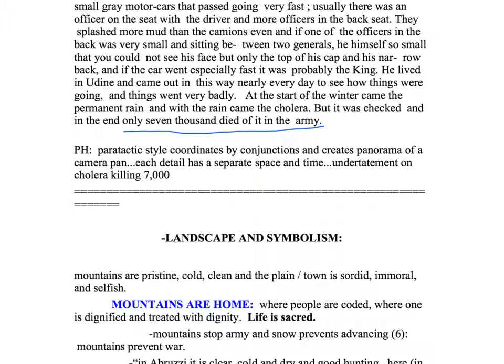There's that deadpan understatement and the objective tone. So we have this paratactic style. That means conjunctions create a panorama, and each detail is a separate time and space, and nothing is subordinated. But at the end, we get the permanent rain bringing the disease of cholera and 7,000 dying of it.